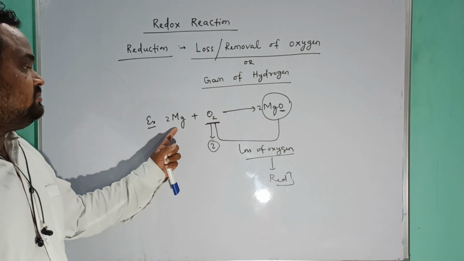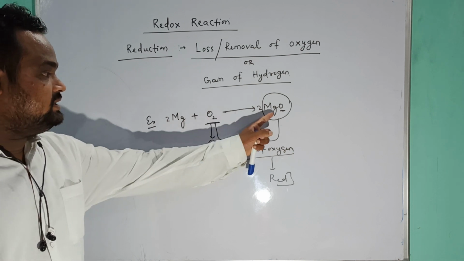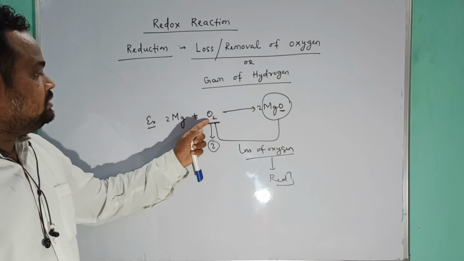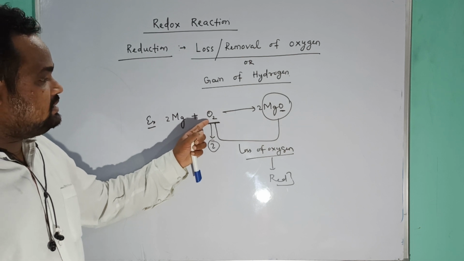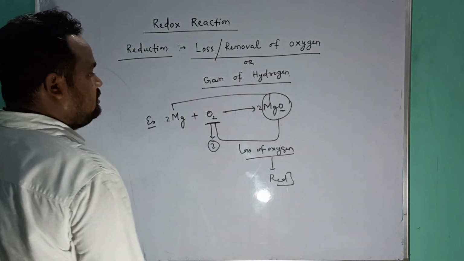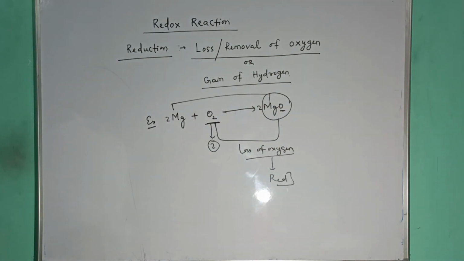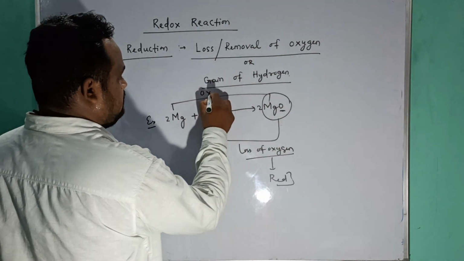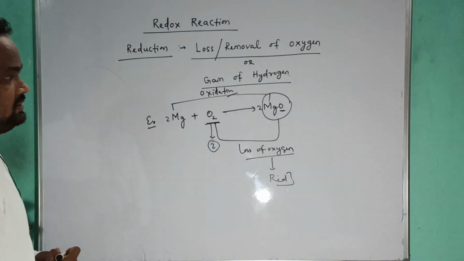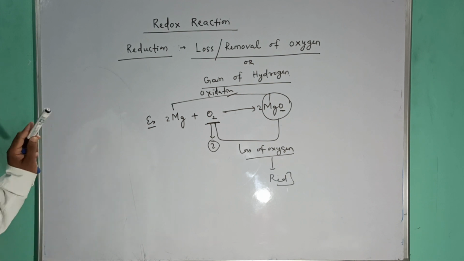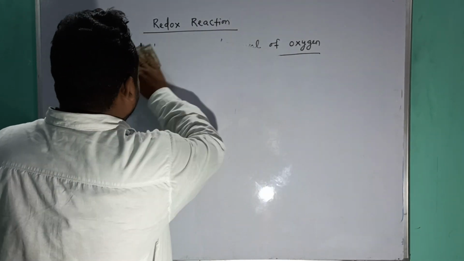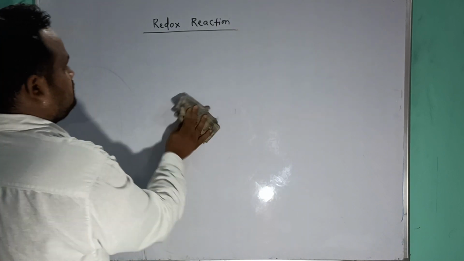Here in magnesium, already I told you gain of oxygen takes place. So what happened to magnesium? Magnesium oxidized, whereas oxygen reduced. Here reduction takes place, here your oxidation takes place. Magnesium, what happened? Your oxidation, this is your reduction. I think all of you got about reduction and oxidation.